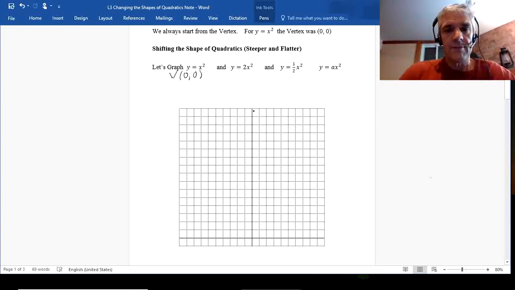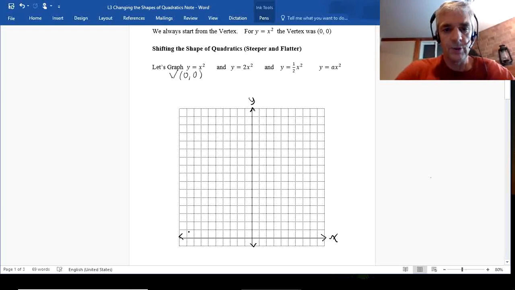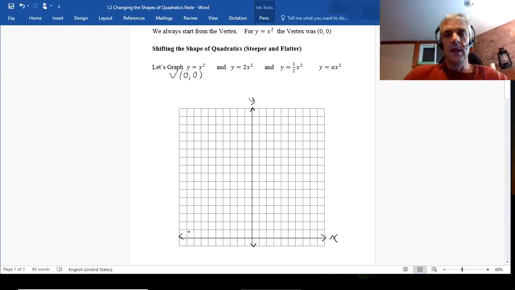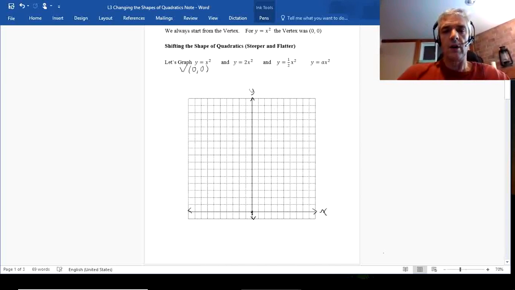So if we're going to graph it, first thing we're going to do is label our graph x and y. This is something you should be becoming very familiar with me doing right off the bat. And then we're going to plot the vertex 0, 0 right here. This is pretty common. And then we're going to use our standard step values to create our graph.